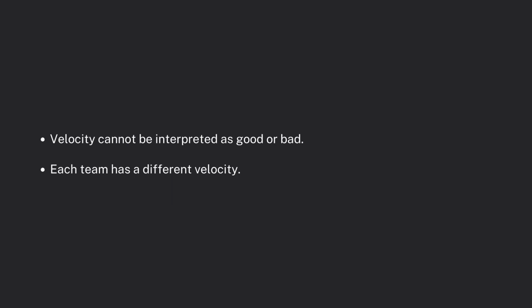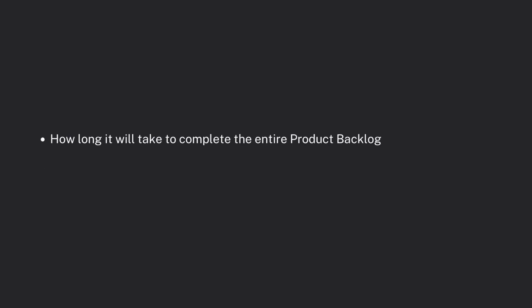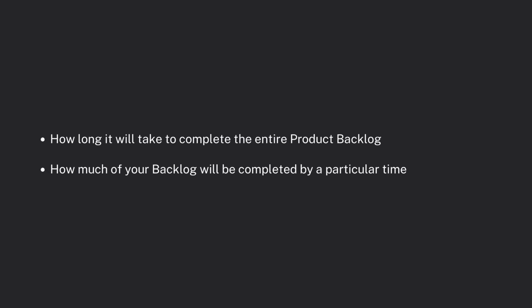Once you have a stable velocity and a refined backlog with prioritization and estimates, this unlocks an incredibly valuable superpower. You can now tell your stakeholders and sponsors 2 important things. You can tell them approximately how long it will take to complete the entire product backlog and how much of your backlog will be completed by a particular time. This ability to confidently predict when things can get done is one of the most powerful tools in Agile and Scrum, in my opinion.